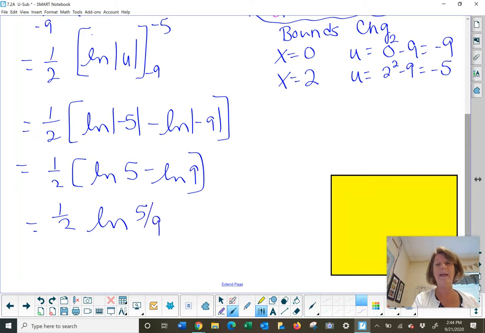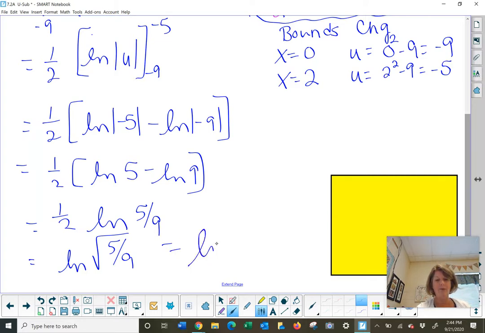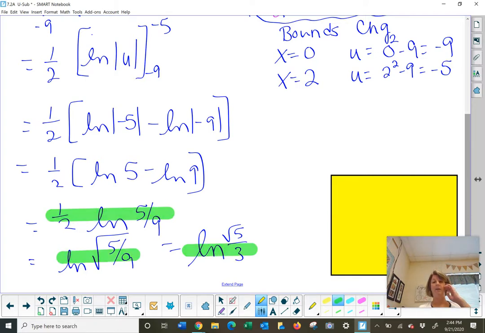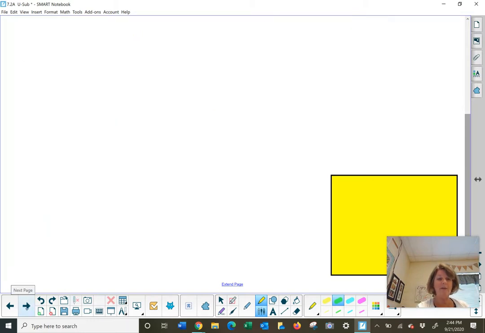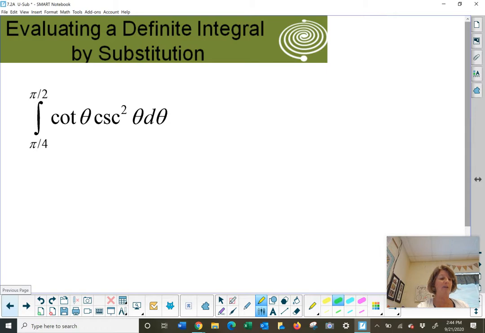And now if you really wanted to simplify, the 1/2 is really previously a power. So I could write it like that. Oh my gosh, the simplifying never ends, does it? I could write this as natural log square root 5 over 3. Anywhere along that path of those three, I would say acceptable answers. Excellent. I hope you followed that problem. Changing the bounds, then I never have to change back to x's.